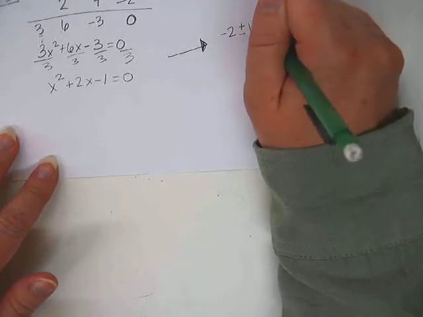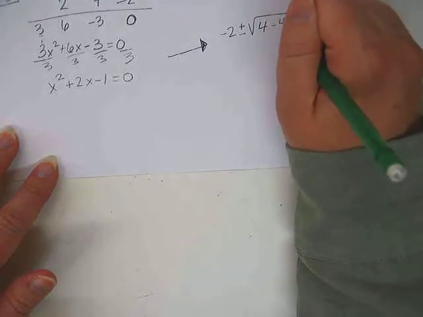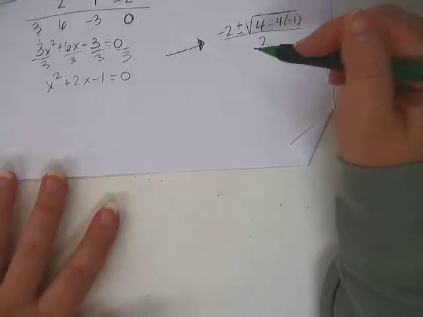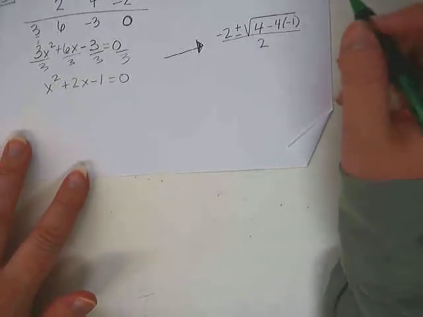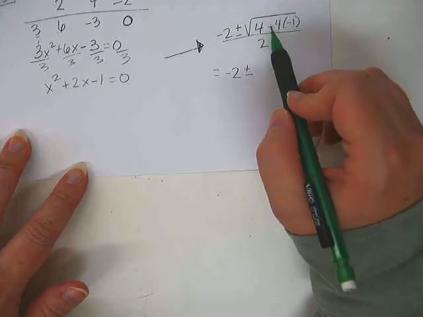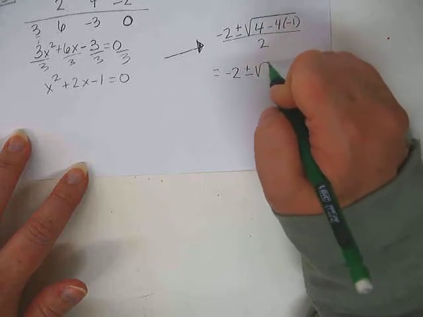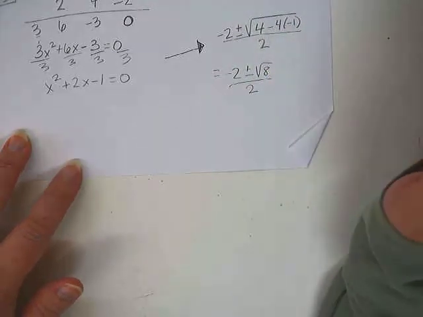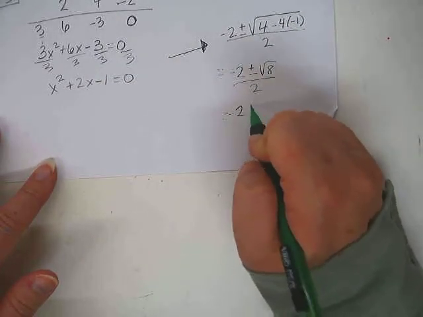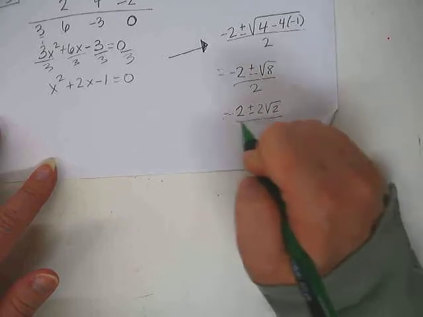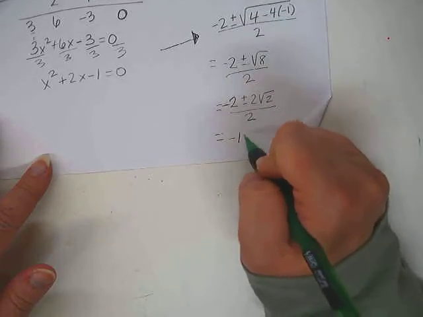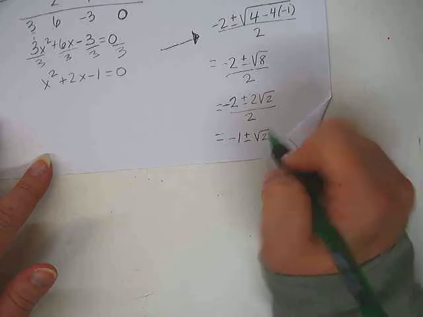So we do negative b plus or minus the square root of b squared minus 4ac all over 2a. So negative b plus or minus the square root of b squared minus 4 times a times c all over 2 times a. So since a was just 1, I didn't even bother putting it in there because it doesn't change anything. So that gives me negative 2 plus or minus 4. Is that going to be a positive 4? So plus the square root of 8 divided by 2. How do you simplify the square root of 8? So negative 2 plus or minus 2 square root 2 over 2.